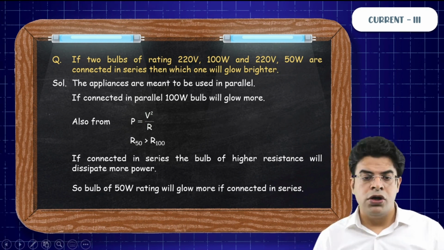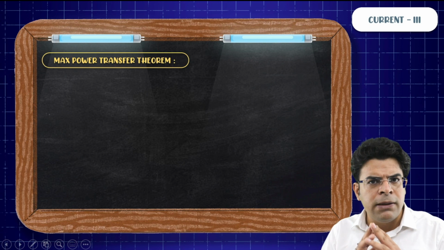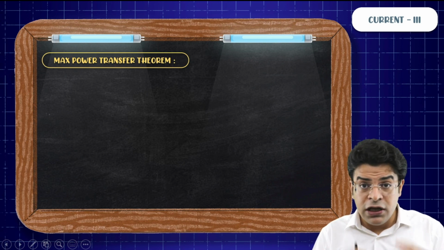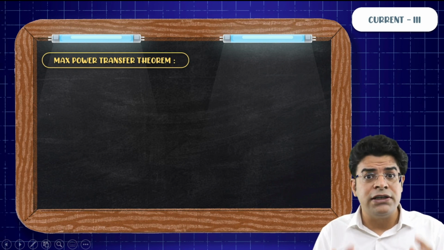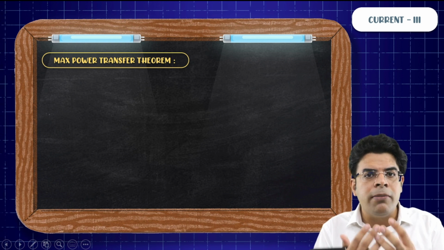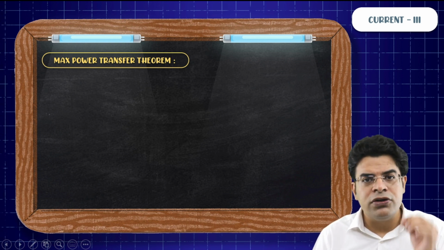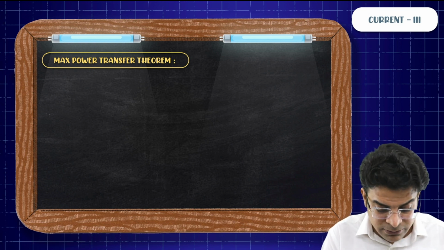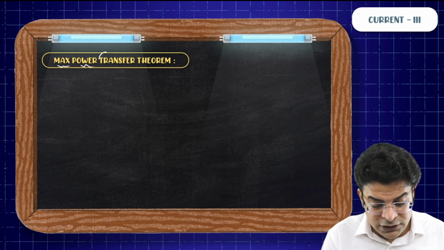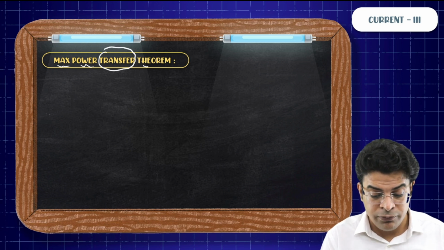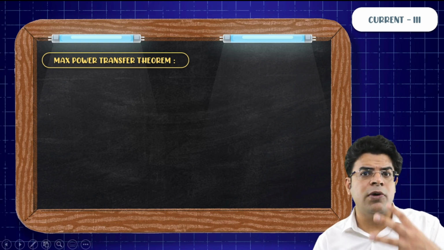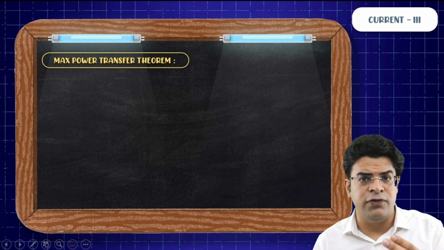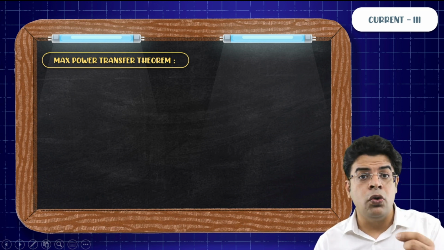Okay. So now we will talk about something called the maximum power transfer theorem. The name itself is important. Students remember the result, but they do not remember the name of the theorem. Why? Because in the name of the theorem lies a deep concept. The name is maximum power transfer theorem. What is the maximum possible power that can be transferred by a cell to a load resistance?